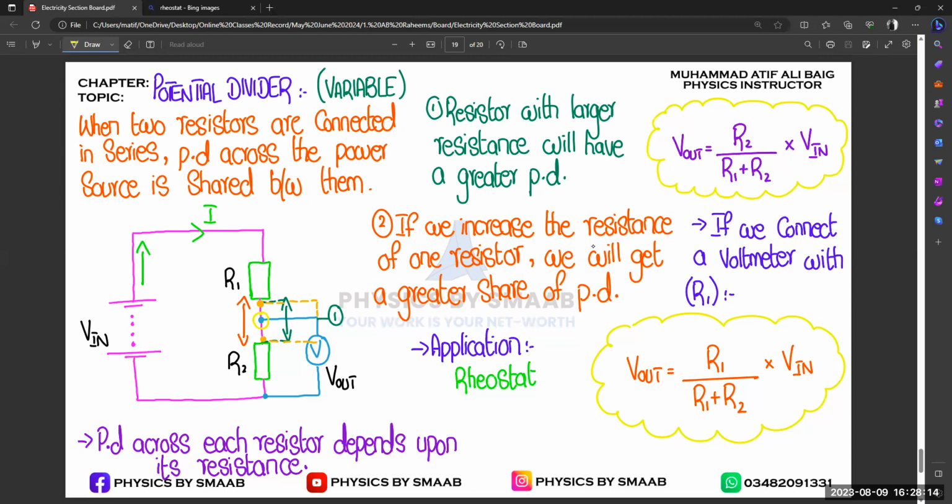So that's why if they ask about the question, the question is not very difficult. You just need to identify which resistor the voltmeter is connected with. Then you need to place that resistor's value in the numerator, right? Any confusion?